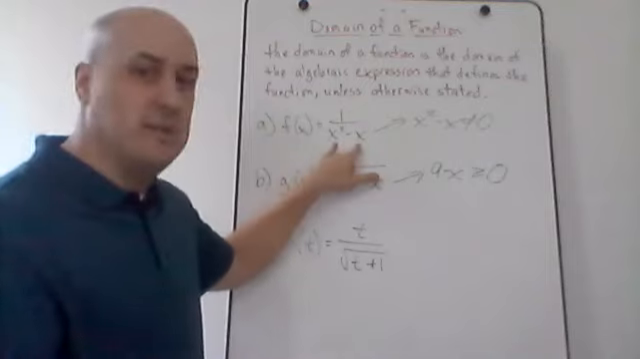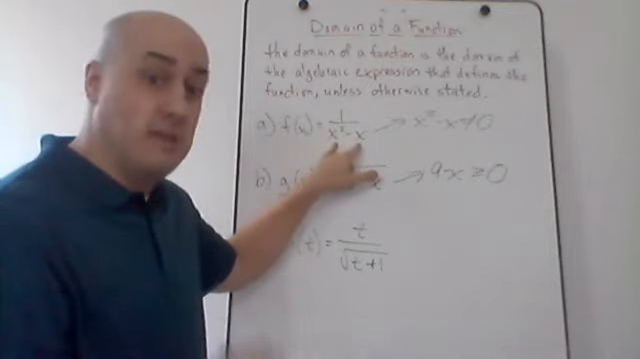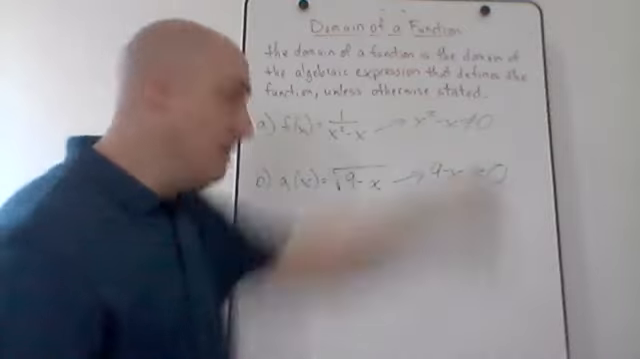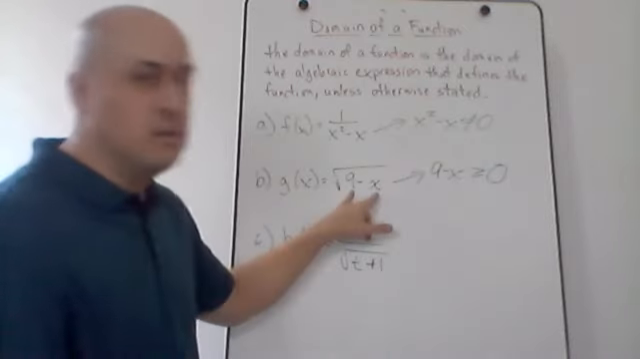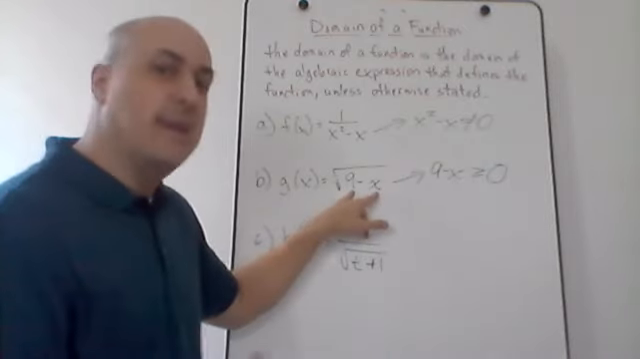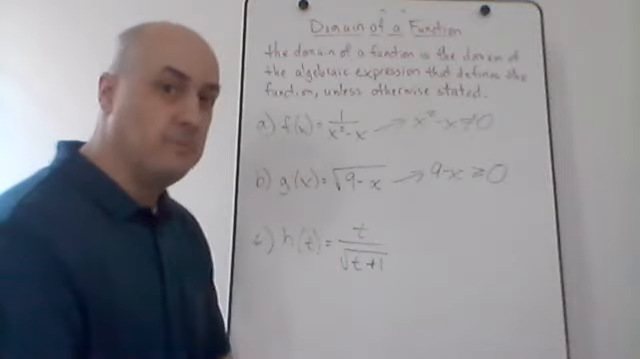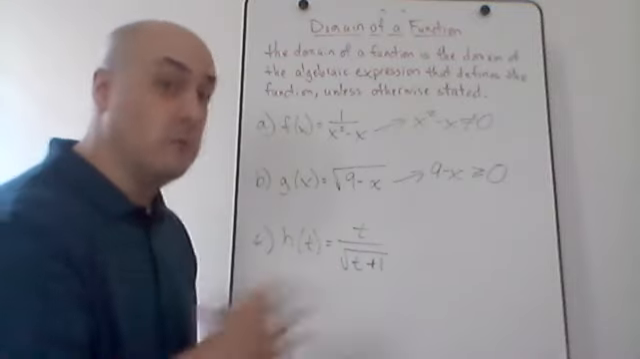If you have a fraction, that cannot equal 0. That denominator cannot equal 0, so that's where you put not equal to 0. Right, when you have a square root, it can equal 0. It cannot be negative, so that's where you get greater than or equal to 0. Right, not less than 0, which would be a negative number.